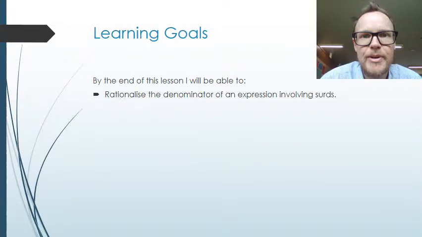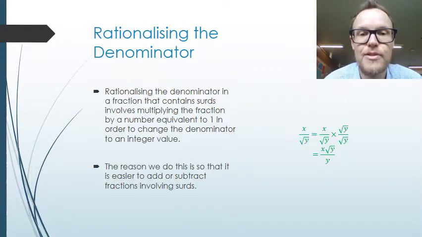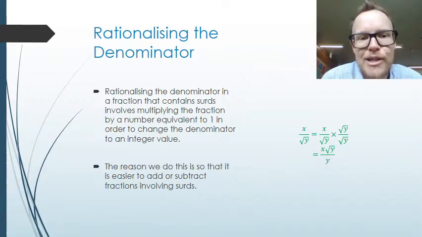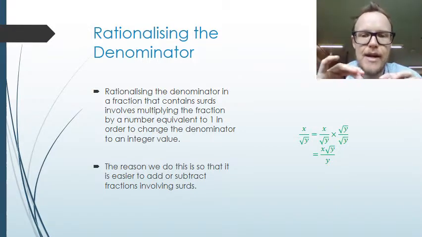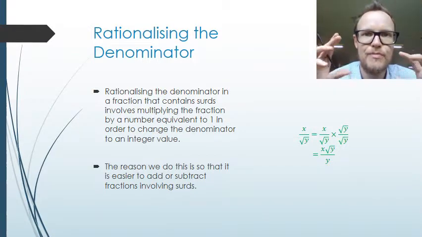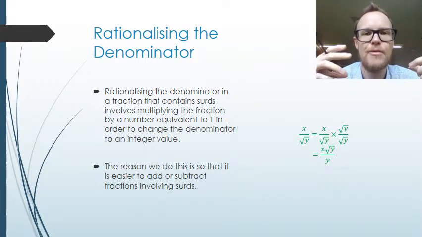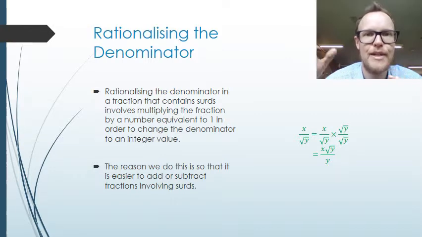Today we're going to look at rationalising the denominator in surds, and by the end of this lesson you'll be able to rationalise the denominator of an expression that involves surds. So rationalising the denominator means that we're going to take any surd that was on the bottom and create an equivalent expression that will have the denominator not being a surd.